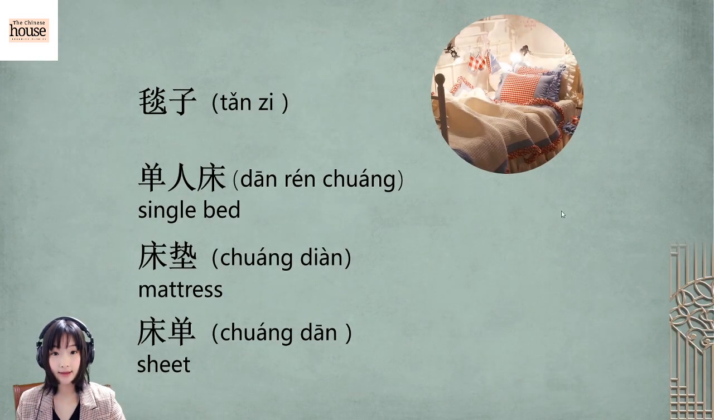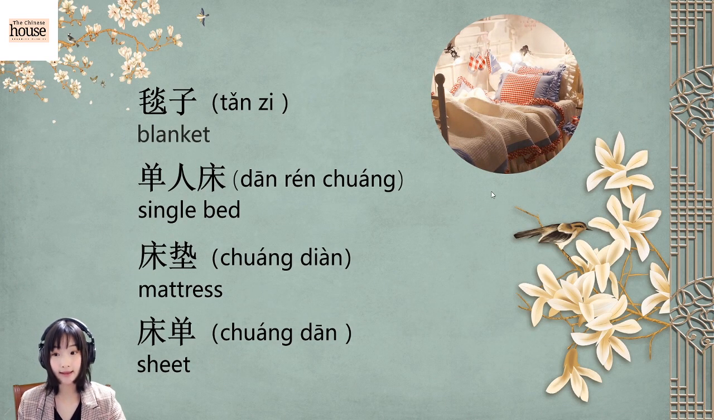And then 毯子, blanket, 毯子, third tone 毯, 毯子. And single bed, 单人床. 单 means single. We have learned it in opposites. 单人床, 人 means people, person. 单人床, and 床 means bed. 单人床.